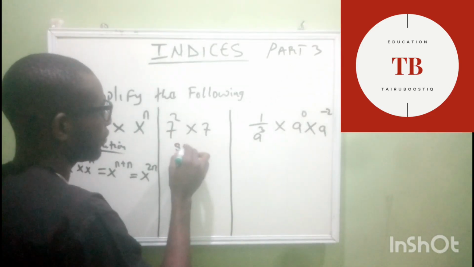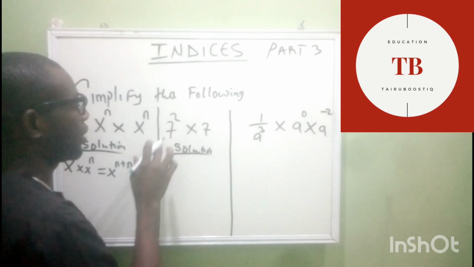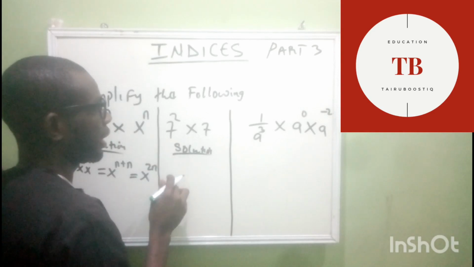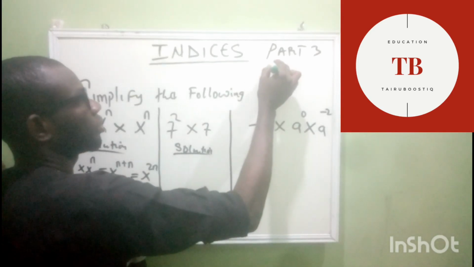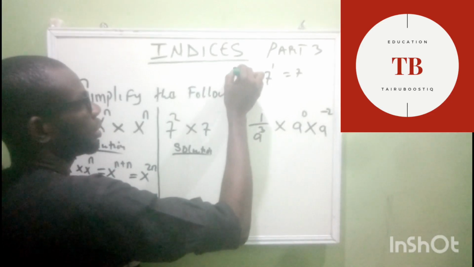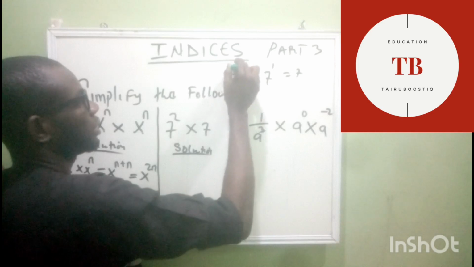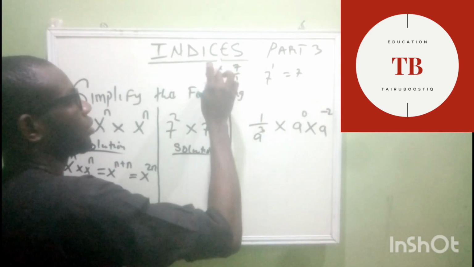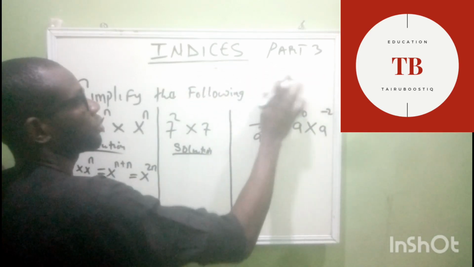As for this side, we have a solution here. Here we are asked to simplify 7 raised to power 2 times 7. Remember, any number standing on its own has three properties. 1, the power is equal to 1: 7 raised to power 1 is 7. 2, it has a denominator of 1: 7 divided by 1 is still 7. It also has a multiple of 1: 1 times 7 is still 7. So these are the three properties that any number standing on its own has.